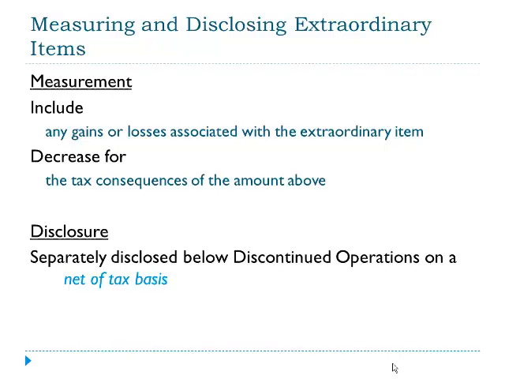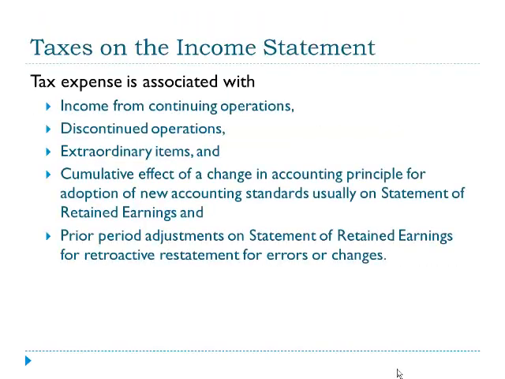The amount that is recorded as the extraordinary item includes any gains or losses associated with the extraordinary item. It is then decreased for the tax consequences. The disclosure is separately below discontinued operations and on a net of tax basis. We have talked about here two special places that taxes appear on an income statement. They appear as a reduction of discontinued operations and as a reduction of extraordinary items.